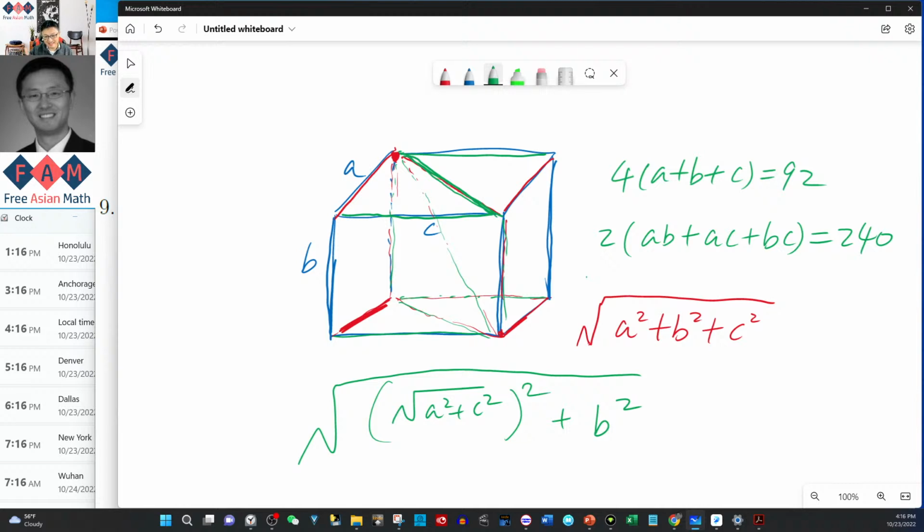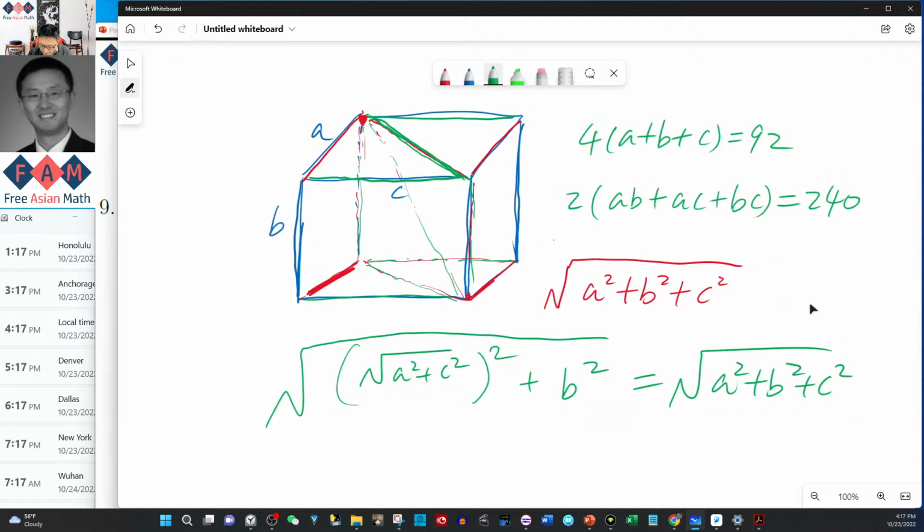So first time, get the perpendicular intersection plane for the rectangular box, and that itself is a rectangle. Then use the Pythagorean theorem again to get the diagonal of this intersection rectangle, the diagonal you were asked to find. So easily this is the square root of a squared plus b squared plus c squared.